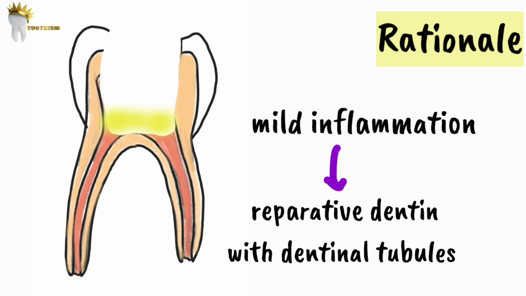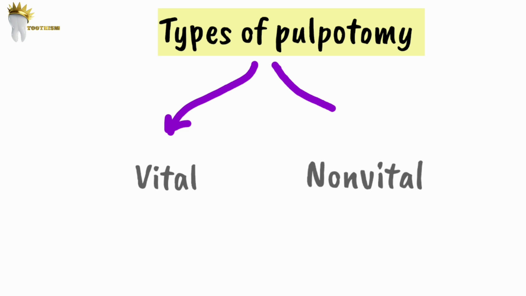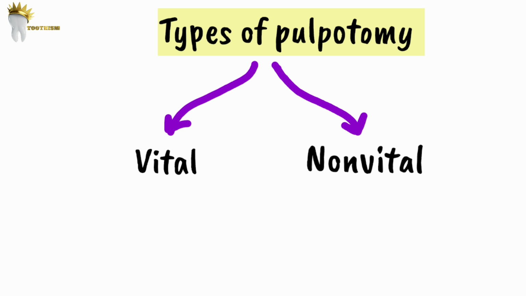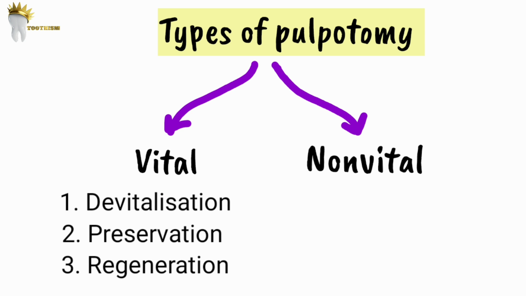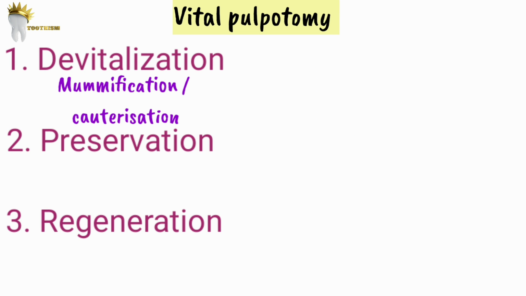Now, there are various types of pulpotomy and a lot of materials are used in a lot of procedures. So let us understand the types of pulpotomies and the materials used in each of them. This brings us to the classification of pulpotomy. It is broadly classified as vital pulpotomy and non-vital pulpotomy. Under vital pulpotomy, we have three types again. The first one is devitalization, second is preservation, and the third is regeneration. The other name for devitalization is mummification or cauterization because it mummifies, or in other words, destroys the vital tissue present in the tooth.